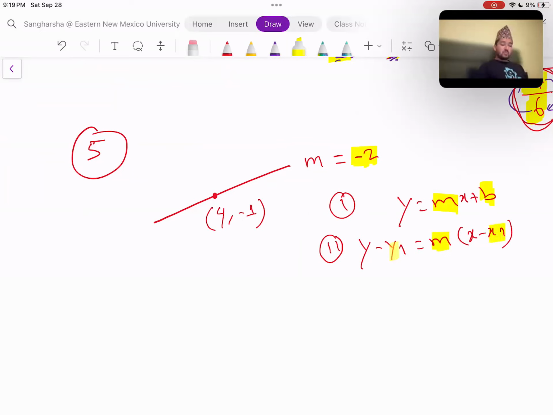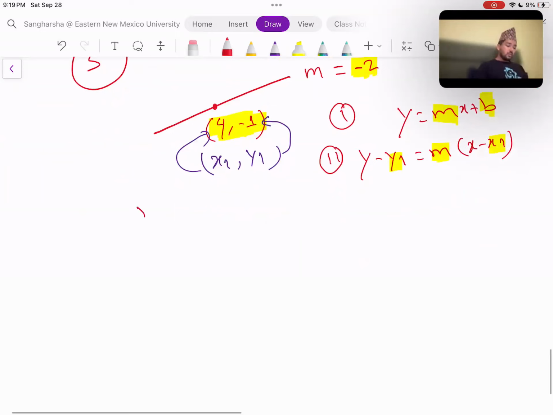So this is the one point, and we are given this one point. Okay, so let's call this one point our x1, y1. Our x1 is 4, y1 is -1. Now you substitute everything in equation 2. So we have y minus y1, which is -1. Make sure you insert parentheses, equals m, slope is -2, times x minus x1, which is 4.